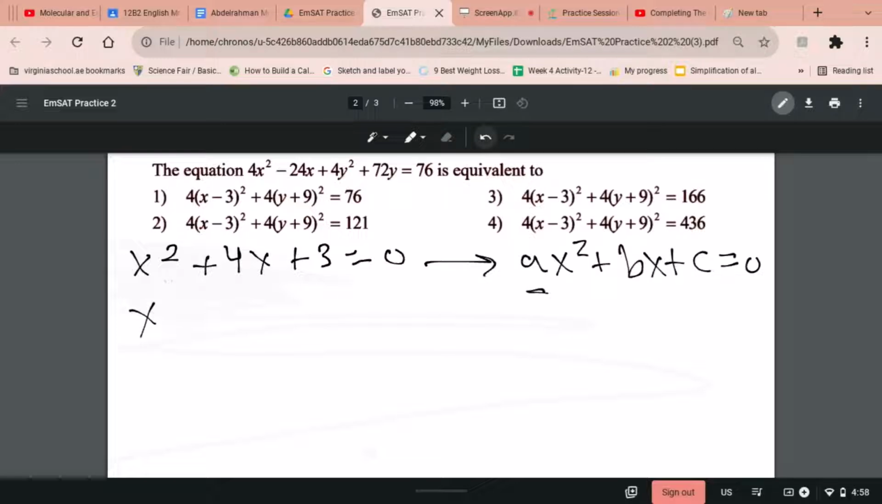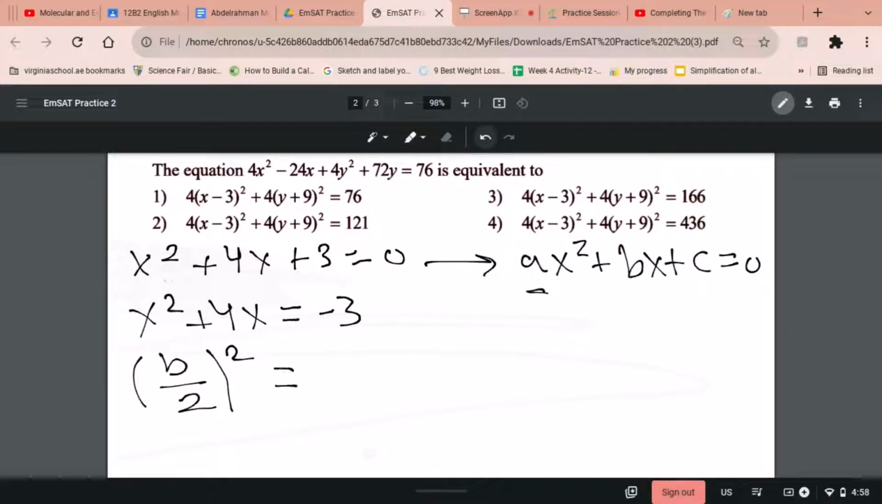So in order to solve the completing square, first of all we should arrange this equation. So we make it x squared plus 4x. Then we move the 3 to the other side, which is -3. Then we move to the most important rule of completing the square, which is (b over 2) squared. As we know that b is 4, so (4 over 2) squared.